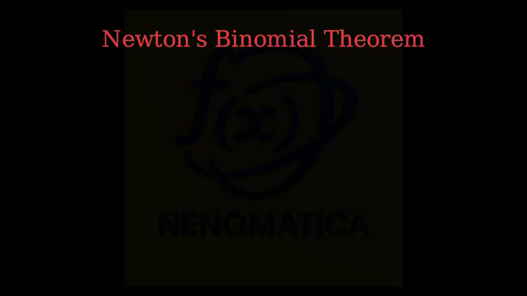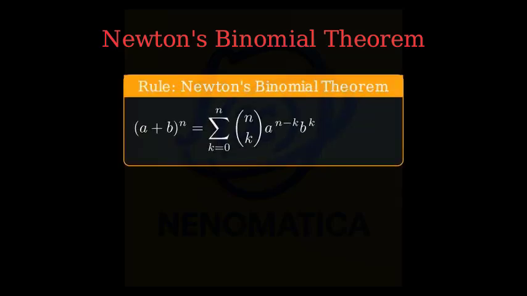Welcome. In this lesson, we will use Newton's binomial theorem to expand (a+b)^n and (a−b)^n step by step, exactly following the algorithm. The rule says (a+b)^n equals the sum from k equals 0 to n of n choose k times a^(n−k) times b^k.